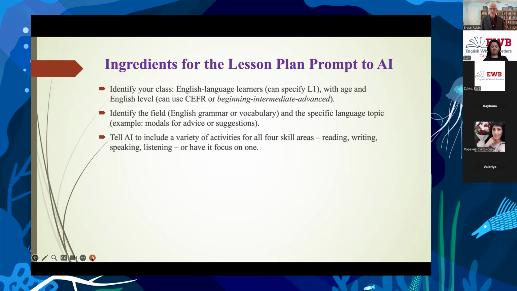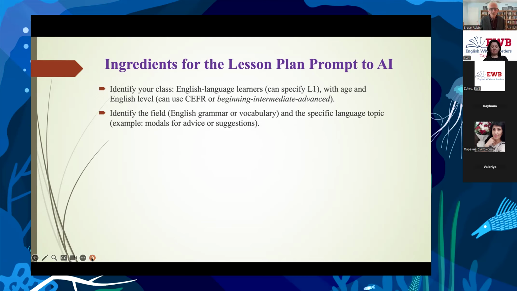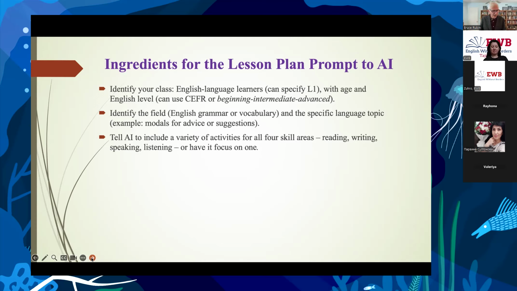In this case, we're going to use modals for advice or suggestions. Tell AI to include a variety of activities: reading, writing, listening, speaking. If you want to, though, maybe you're just teaching a class in reading, you could have it generate a short piece of reading, not too long, but tell it to populate the reading with a lot of modals. So again, you could have variety or you could focus on one skill area. I generally am thinking we need variety, especially in the lower level classes. Ask AI to include pair work, group work, or what I call solo group class. That's my usual.